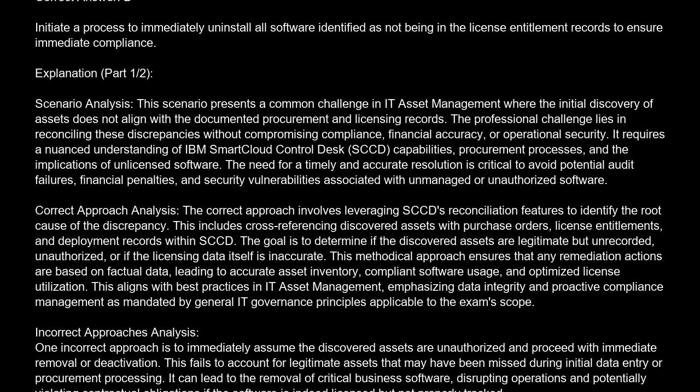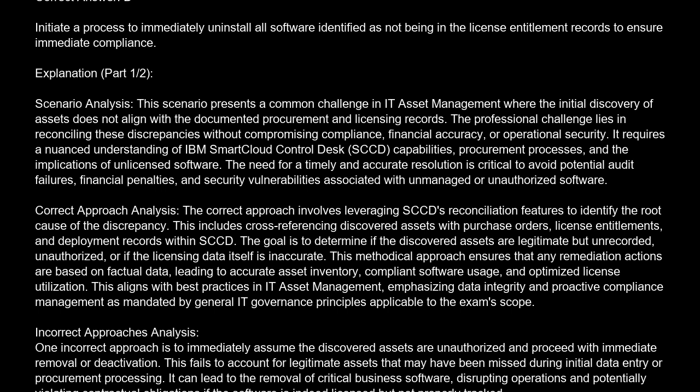The correct answer is D. Initiate a process to immediately uninstall all software identified as not being in the license entitlement records to ensure immediate compliance. Explanation. Scenario analysis. This scenario presents a common challenge in IT asset management, where the initial discovery of assets does not align with the documented procurement and licensing records. The professional challenge lies in reconciling these discrepancies without compromising compliance, financial accuracy, or operational security.